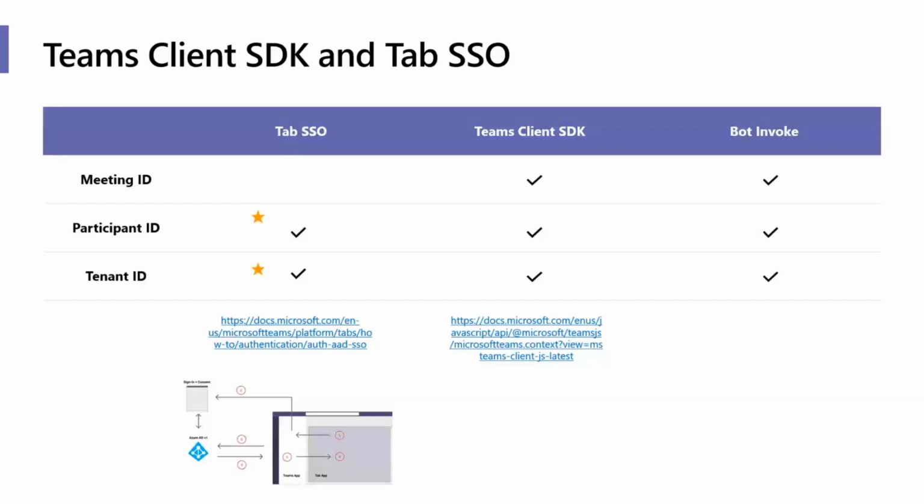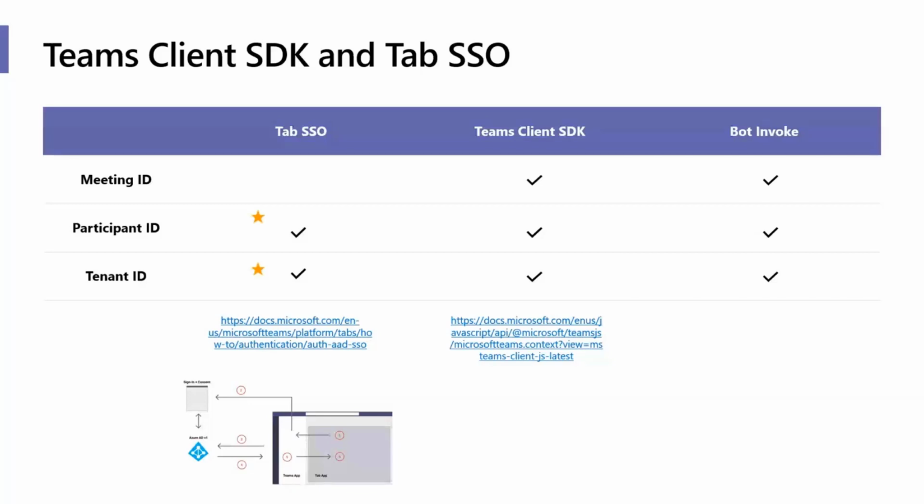You can get the participant ID and tenant ID through any one of these methods, but we highly recommend you use Tab SSO. And as far as meeting ID is concerned, you can either use the client-side SDK or you can use the bot invoke. And below are the links. We'll also share this out with you to help you get up to speed on these concepts.